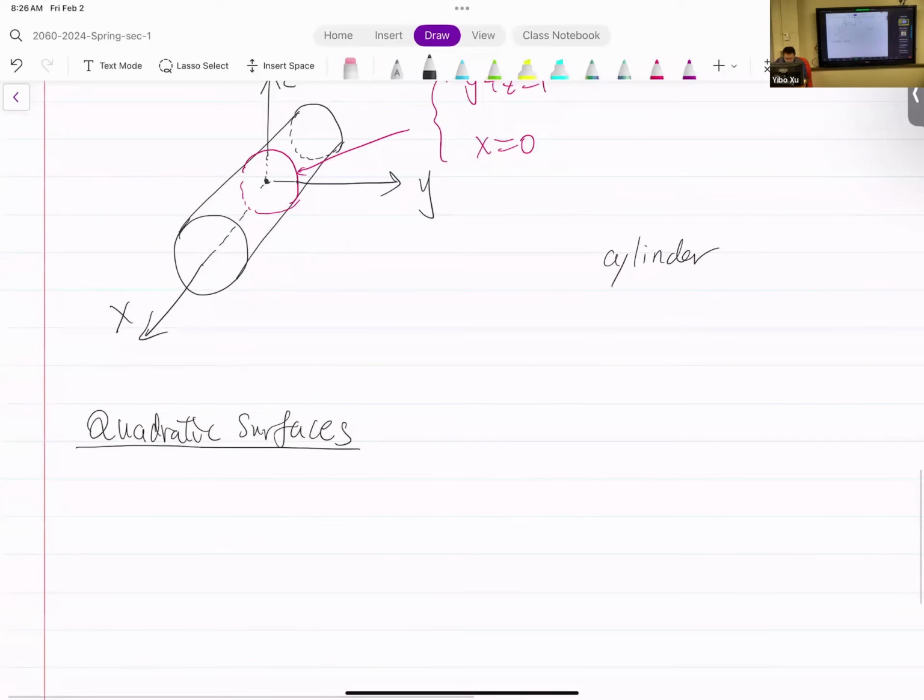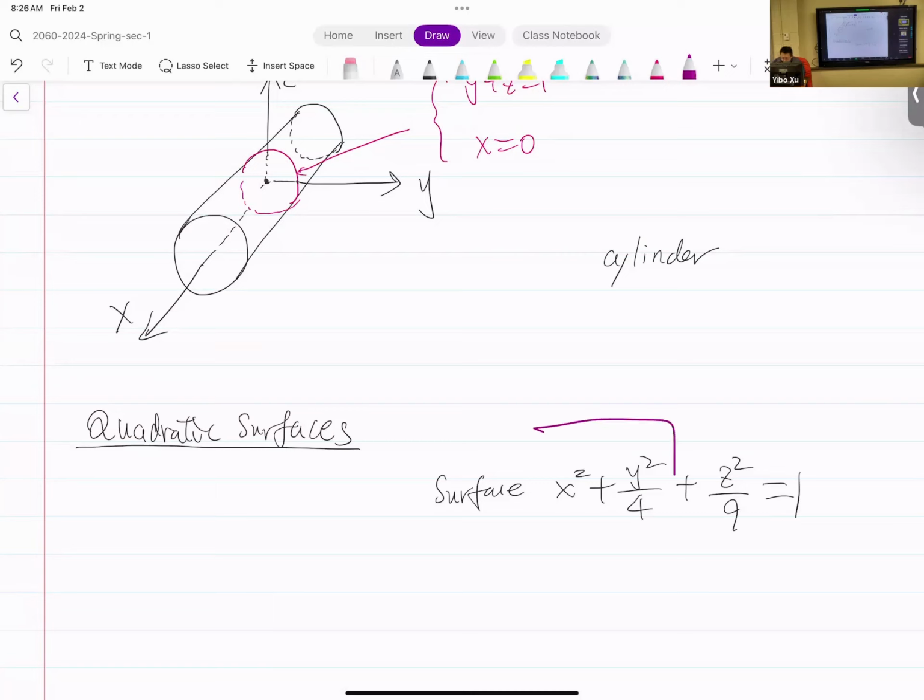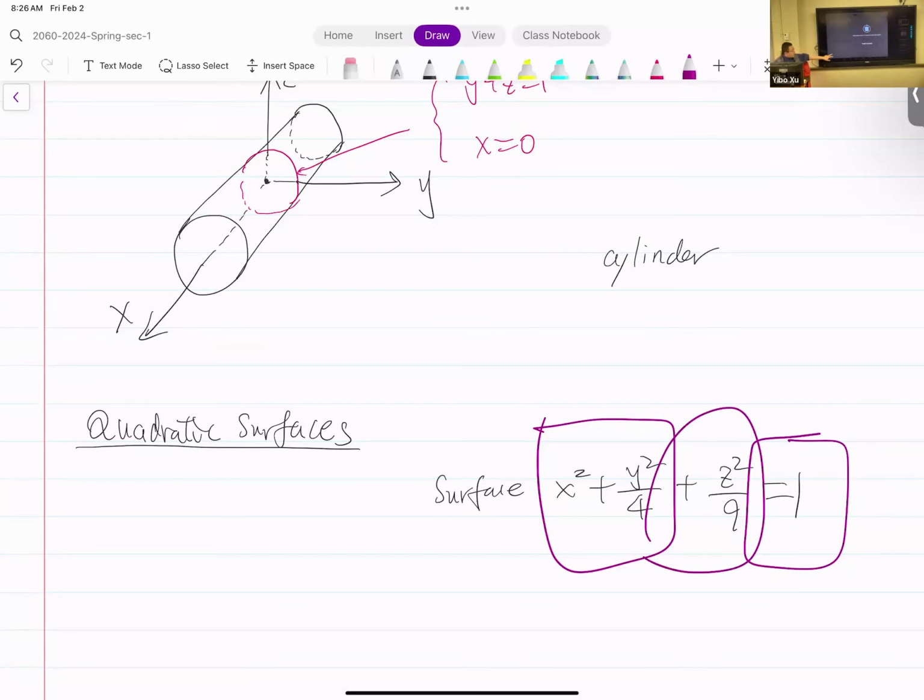So let's say we have a surface, and we're going to put in the equation on the right: x squared plus y squared over 4 plus z squared over 9 equals 1. If you look at the formula, if you only had the first two terms equal to 1, that's actually an ellipse, right? But here it looks a little bit more general in the sense that we have another square term in terms of z.